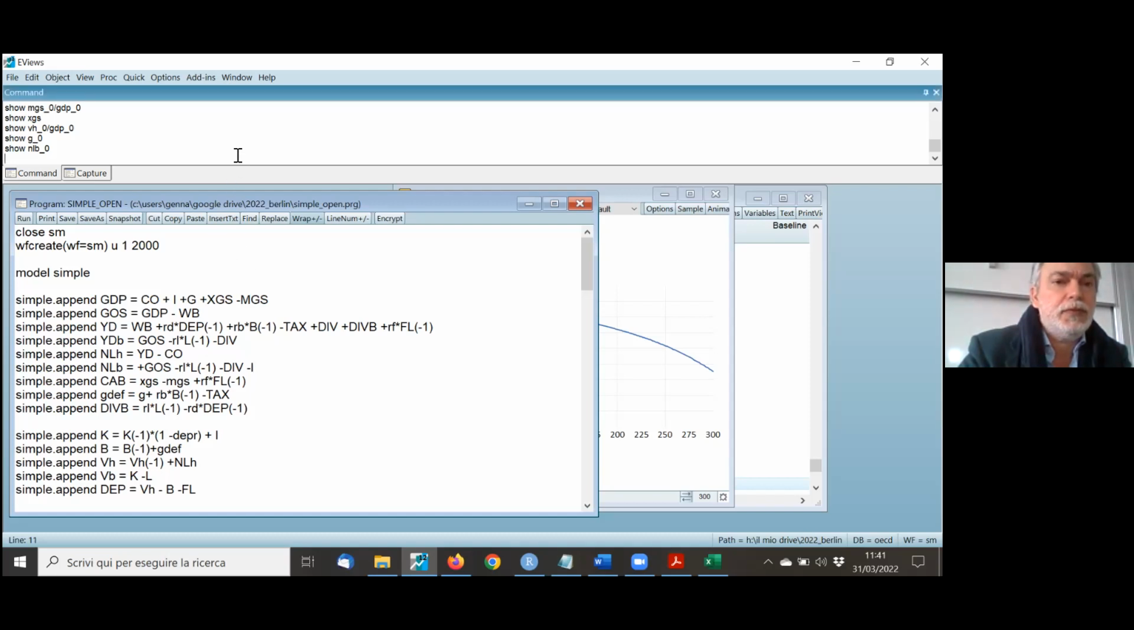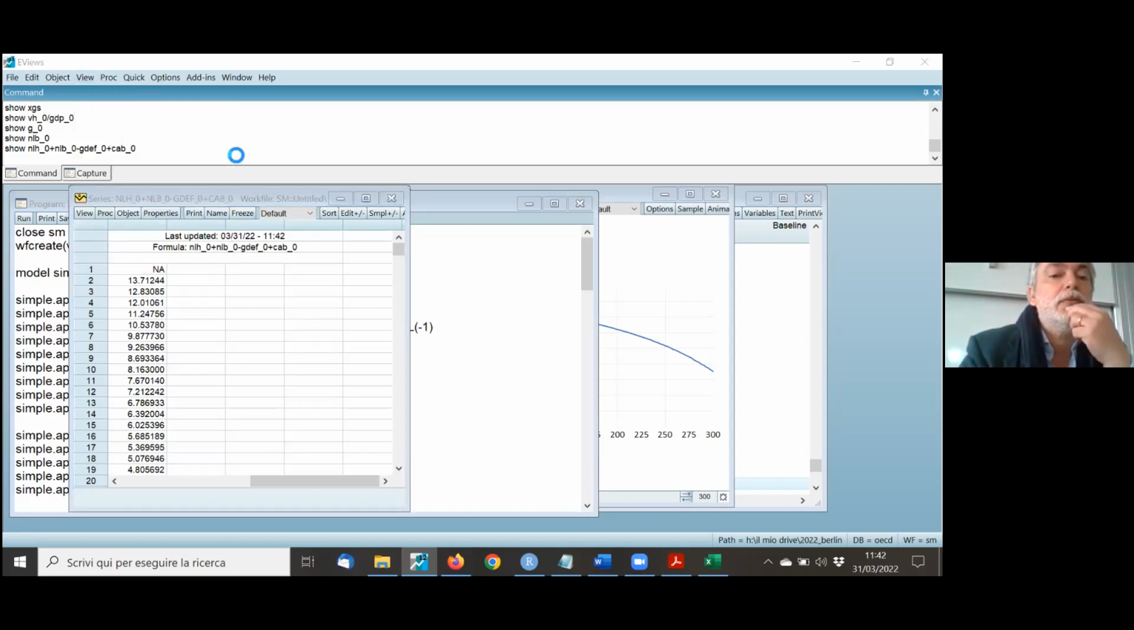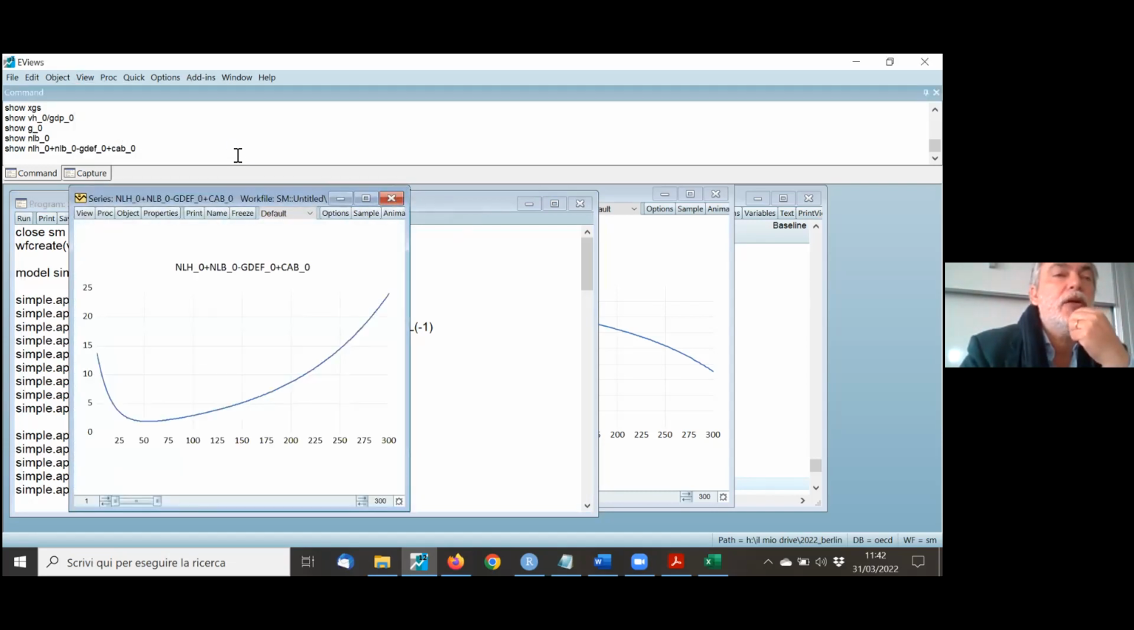And what we should have is that the sum of the net lending of the households plus the net lending of the business plus or minus the government deficit plus the current account balance should be 0, but they're not. So there is an accounting inconsistency that we should fix.